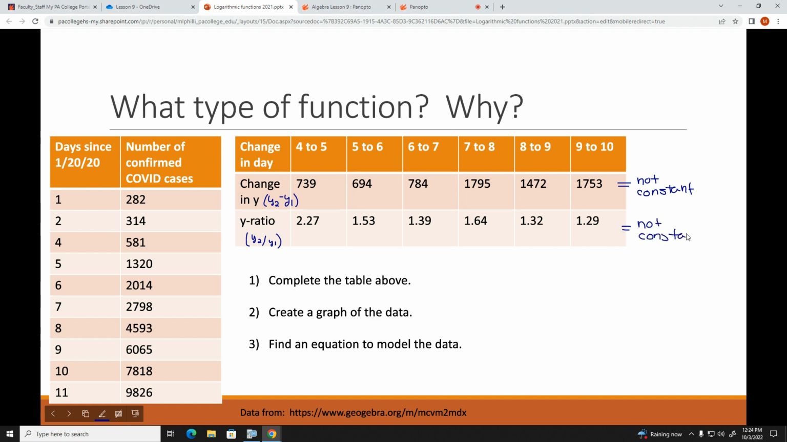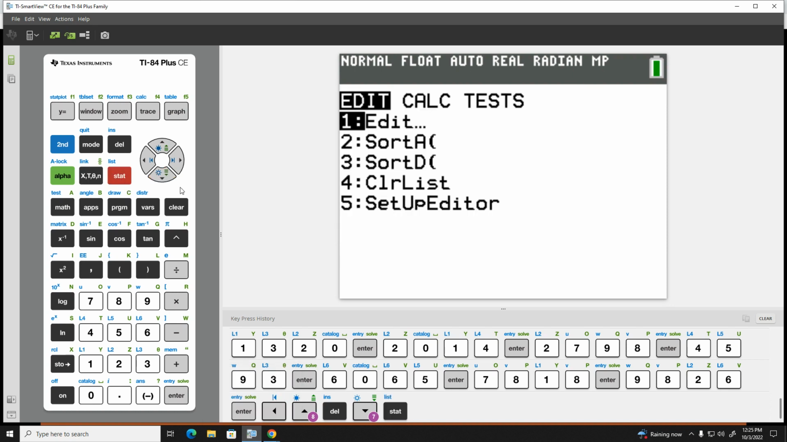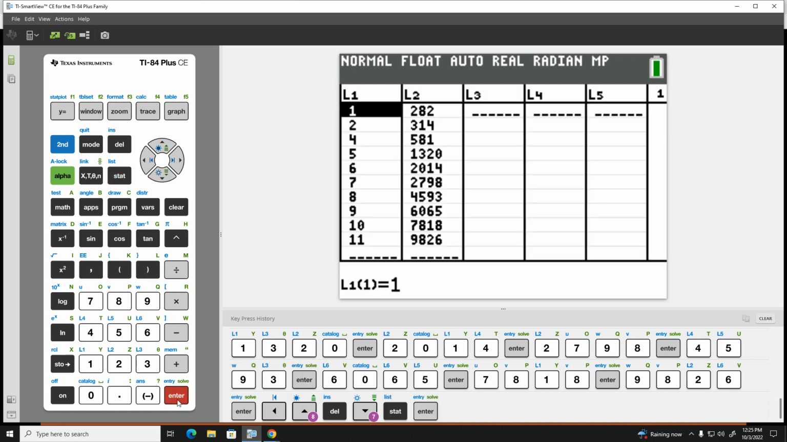So even though I can do all of this work, it doesn't tell me much, because it's just telling me that it's not exactly linear, not exactly exponential, but I might end up using one of those anyway if it's the best fit. So I really have to create the graph to know what's going on with the data. In the calculator, I went stat, enter to edit. When I type these days, I go carefully: 1, 2, 4, because we don't have data for day 3, and on, and I typed in the number of confirmed COVID cases as well.